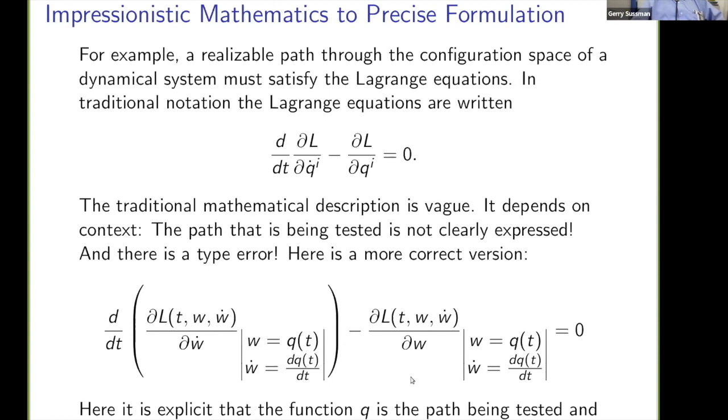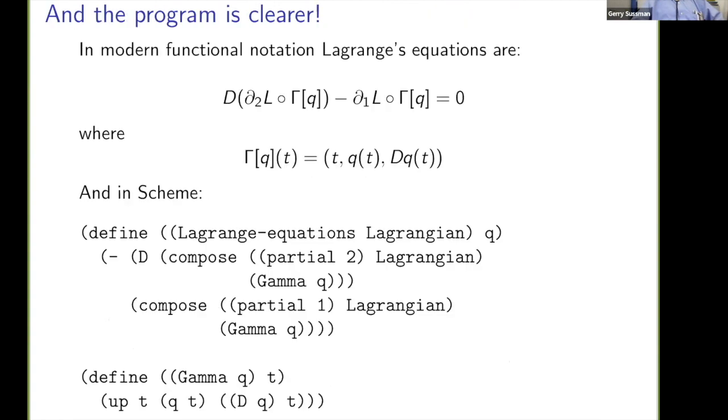And it's explicit that the function Q is the path being tested, and W and W dot are just formal parameters. That's something we get for being a programmer, as we understand that, of the Lagrangian, whatever that means. Okay. And in modern functional notation, it looks pretty good. This is Spivak-type functional notation, transforms into Scheme, so it's a one-to-one correspondence. It's complete, unambiguous, and executable.